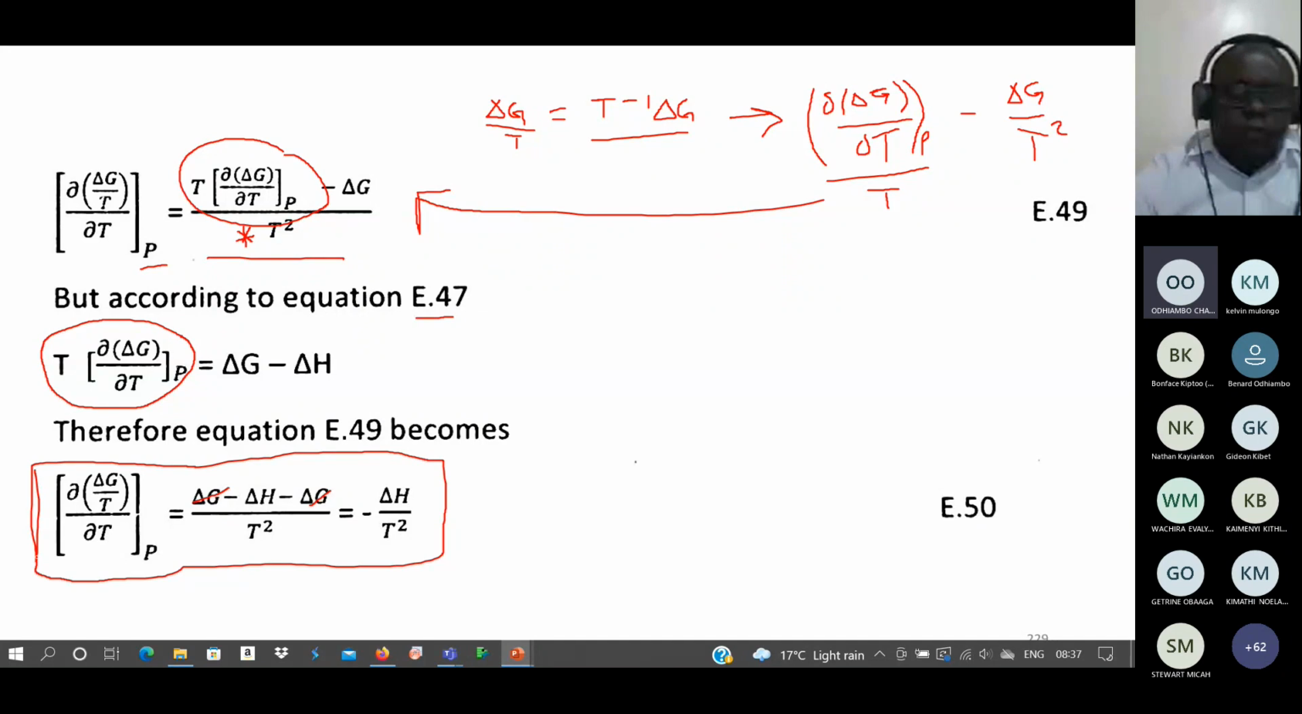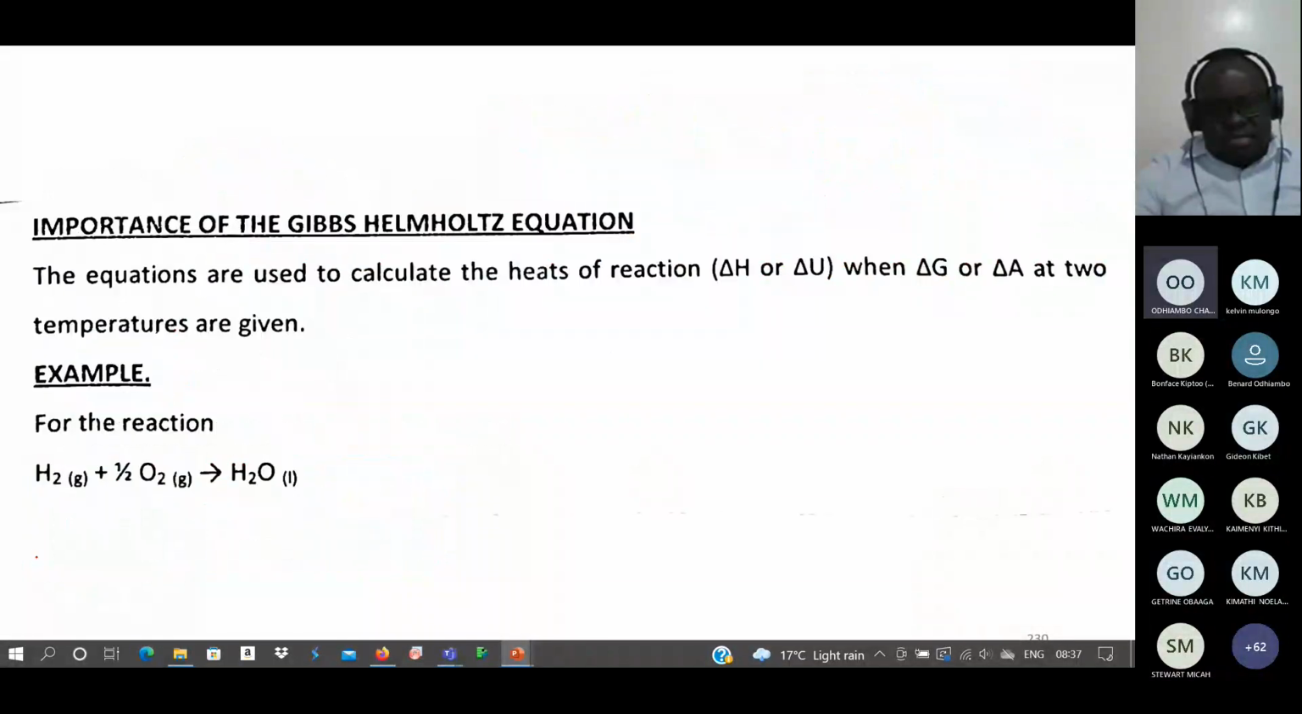So you may be wondering, why are we coming up with all these expressions? What is the purpose? They are very important. These equations are used to calculate the heats of reaction, that is delta H or delta U, when delta G and delta A at two temperatures are given. For example, we can consider this reaction here, a reaction of hydrogen gas with oxygen to give us water.